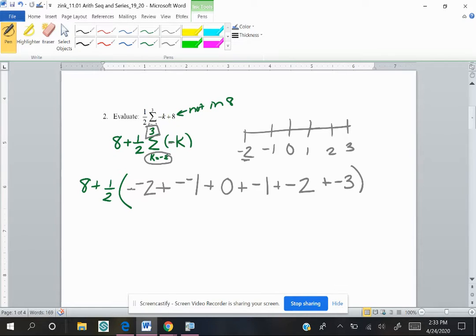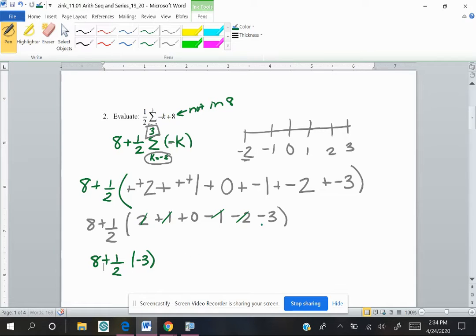so let's fix this up a little bit. Double negatives become a positive. So I've got 8 plus 1/2 times 2 plus 1 plus 0 plus a negative is the same thing as -1 plus -2 is the same thing as -2 plus -3 is -3. So here you can add all these up together. I can see right off the bat here that the 1's cancel, the 2's cancel. I'm left with -3. And now I'm just going to simplify that.